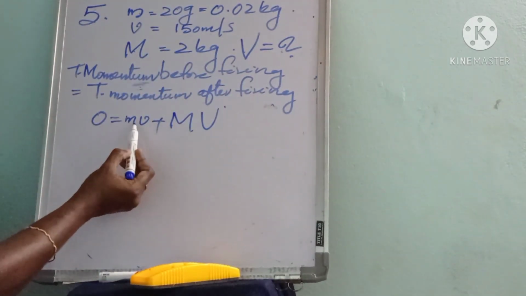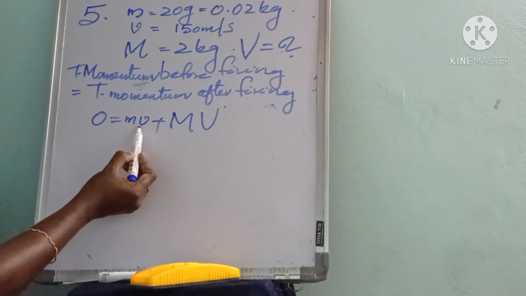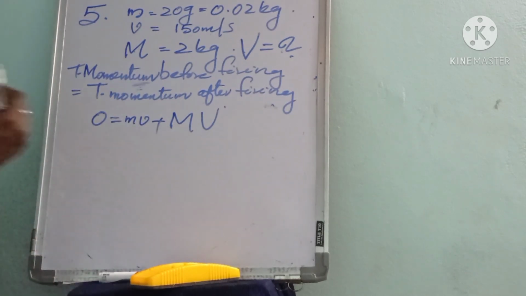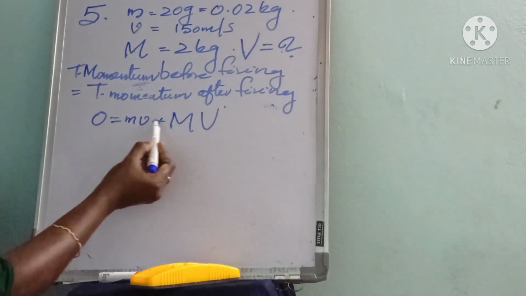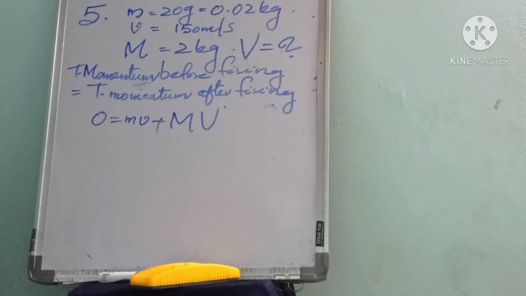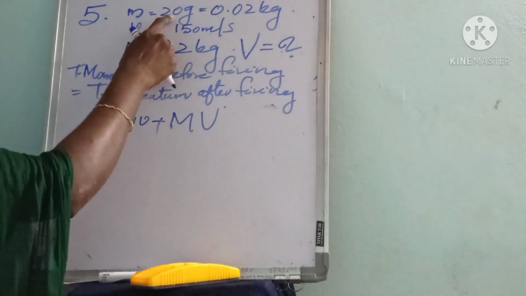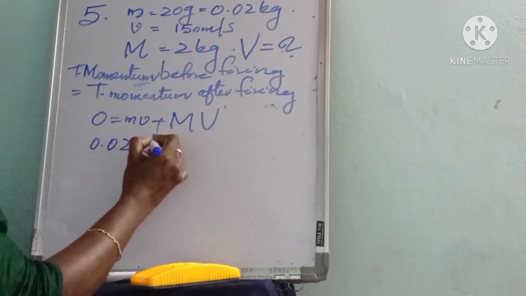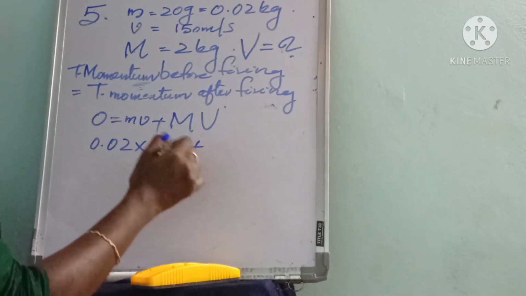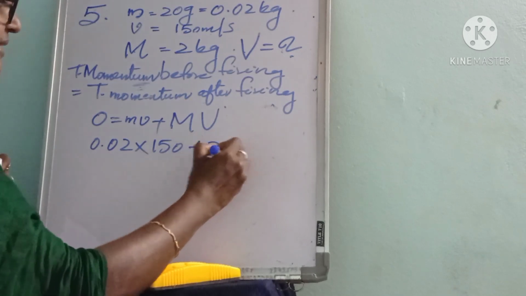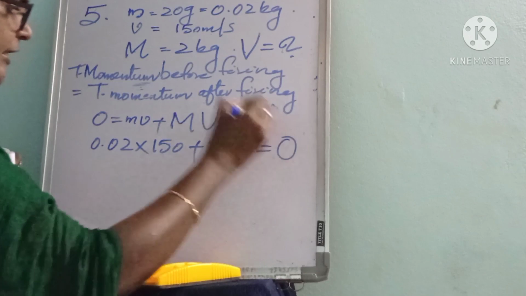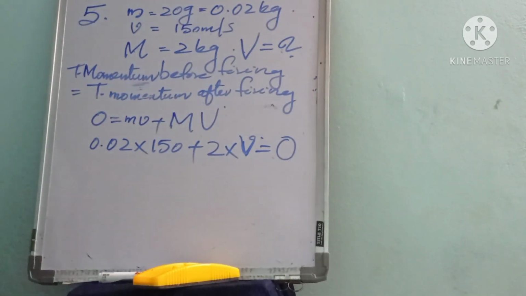So here this is the momentum of the bullet after firing, and this is the momentum of the pistol after firing. The total momentum after firing is mv plus MV. It is equal to what? 0. Then we can substitute for m, that is 0.02, into its velocity, 150, plus M, that is 2 kg, into V, which we have to find. That is equal to 0.